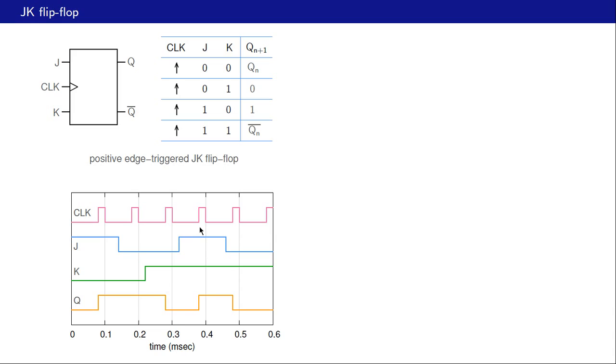The next active edge is here. And just before that, we have J equal to 1, K is also equal to 1. So we look at this entry in the transition table, and we see that Qn plus 1 is Qn bar. That means the output of the flip-flop toggles. And since it was 0 earlier, it will become 1, like that. And after that, we have this active edge. Before that, we have J equal to 0, K equal to 1 there, and therefore Qn plus 1 will become 0, like that. And when the next active edge comes, this one, just prior to that we have J equal to 0, K equal to 1, and Qn plus 1 then becomes 0, and since it's already 0, we don't see any change.